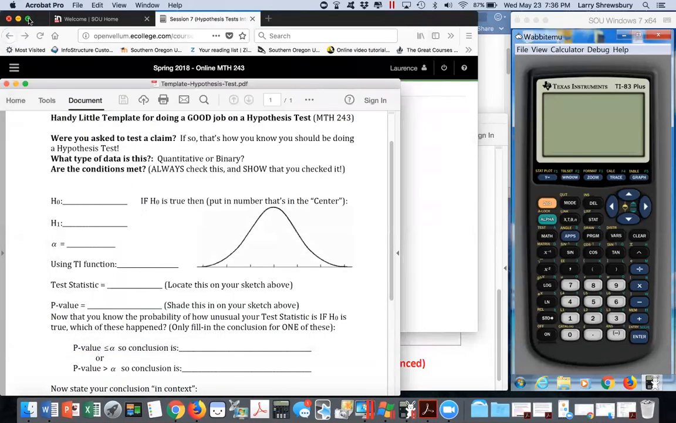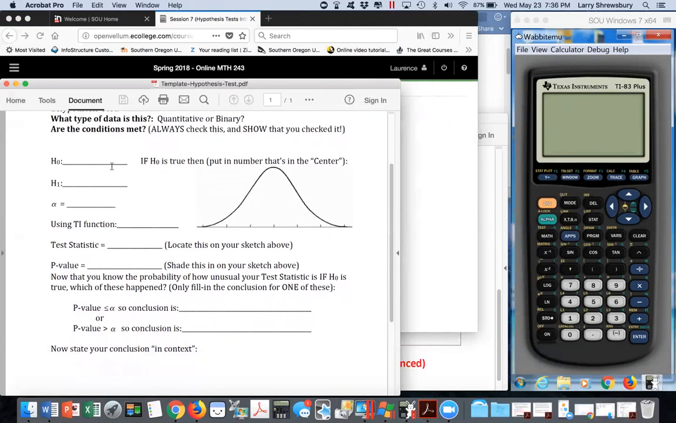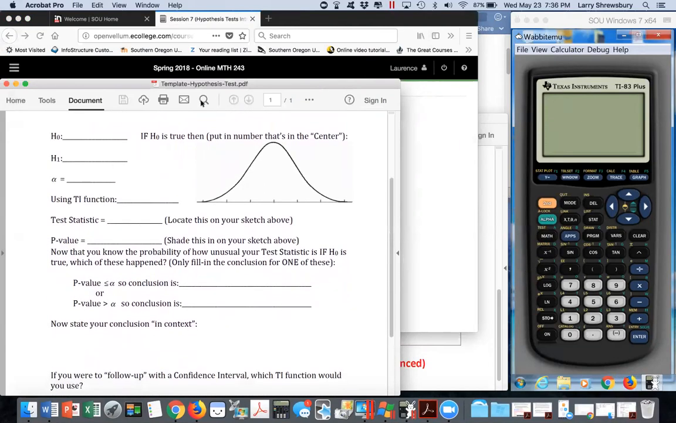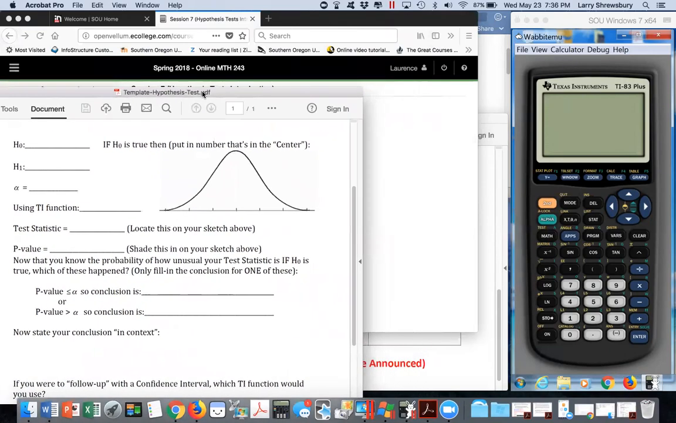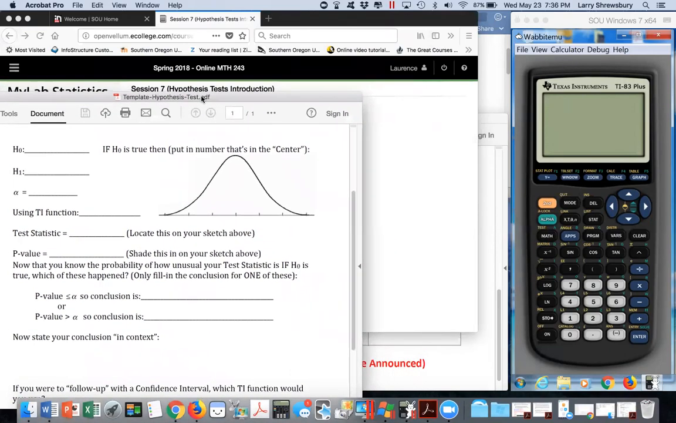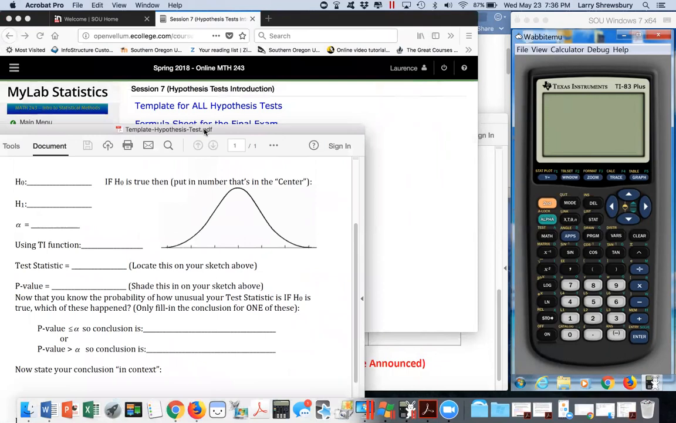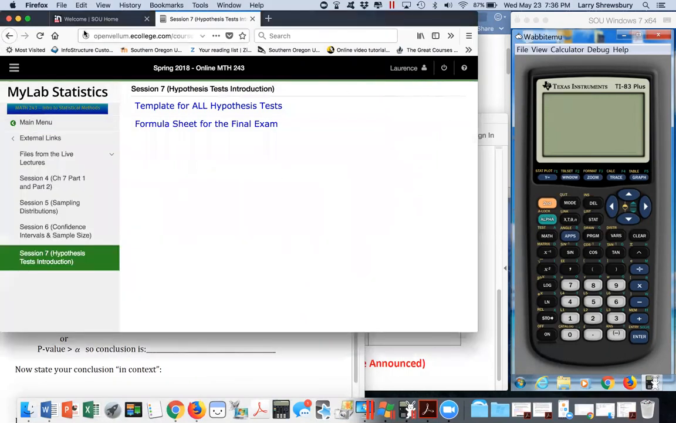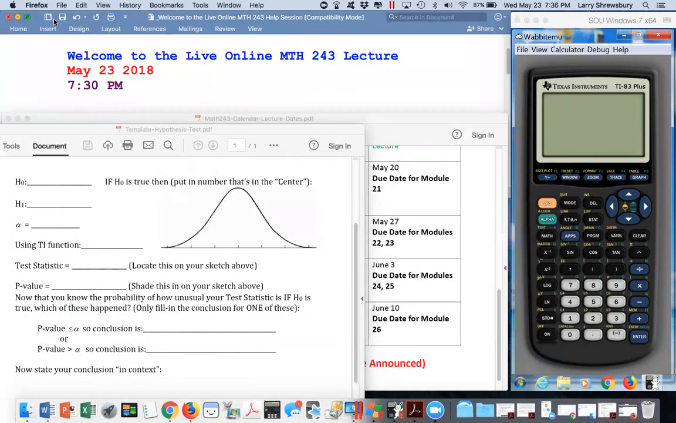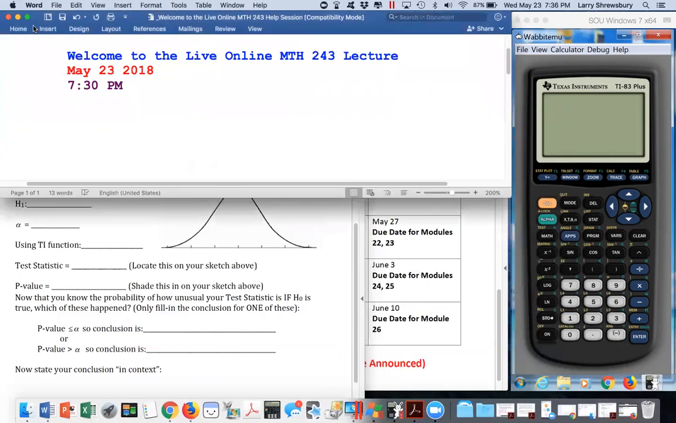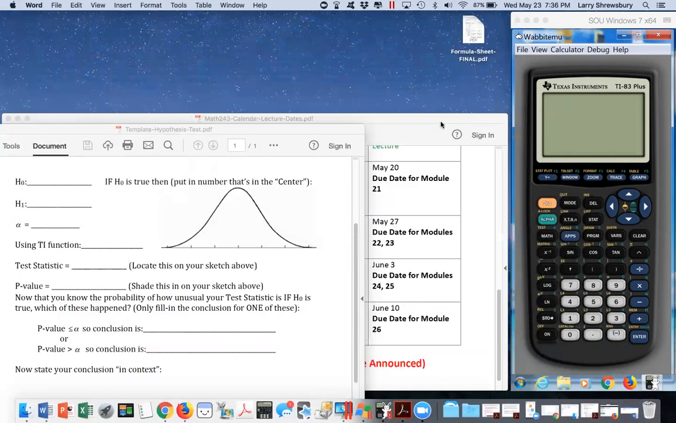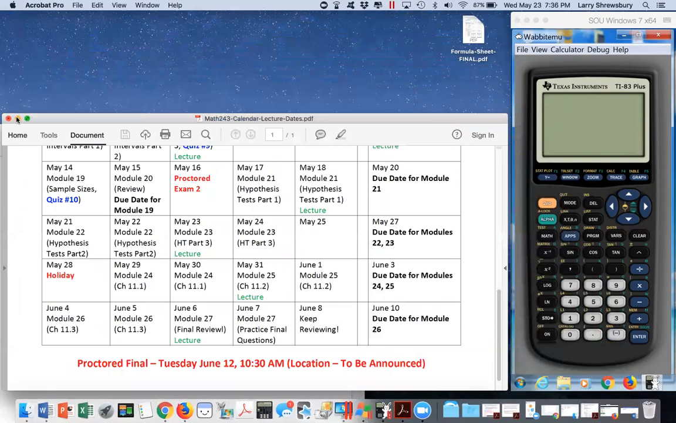All right. So here we go. This will be our little template we do. So I'll have that up there. Let me scoot this off to the side, and then we'll look at a scenario as we go through this process. Let's see, we don't need that anymore there. We can go ahead and get rid of this calendar.